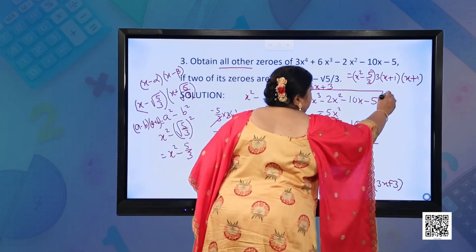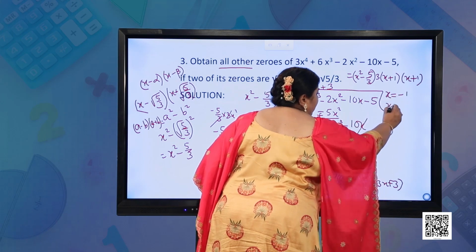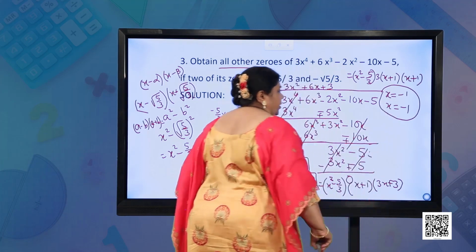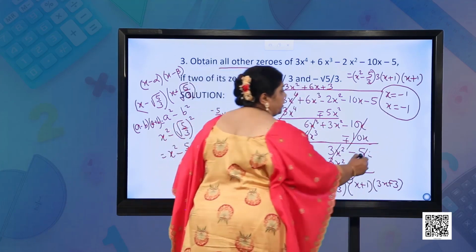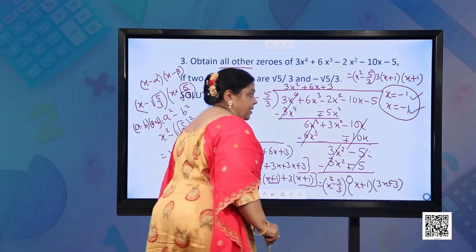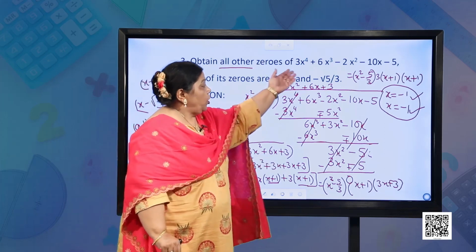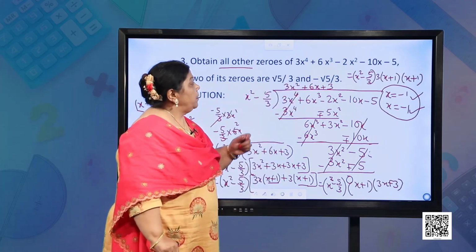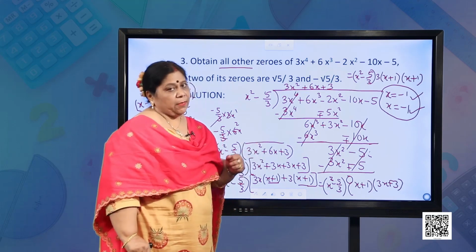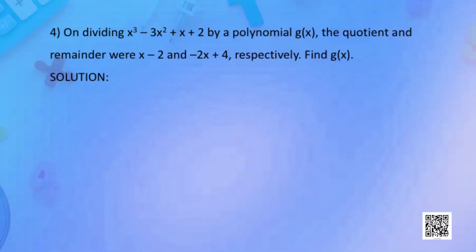That means, it gives me x plus 1 is equal to 0, means x is equal to minus 1, and x is equal to minus 1. So, what are the other zeros? All other zeros are x equal to minus 1 and x equal to minus 1. So, in this way we have obtained all the zeros of the given polynomial 3x to the power 4 plus 6x cube minus 2x square minus 10x minus 5. I hope you have understood this. Let us do the next question now.